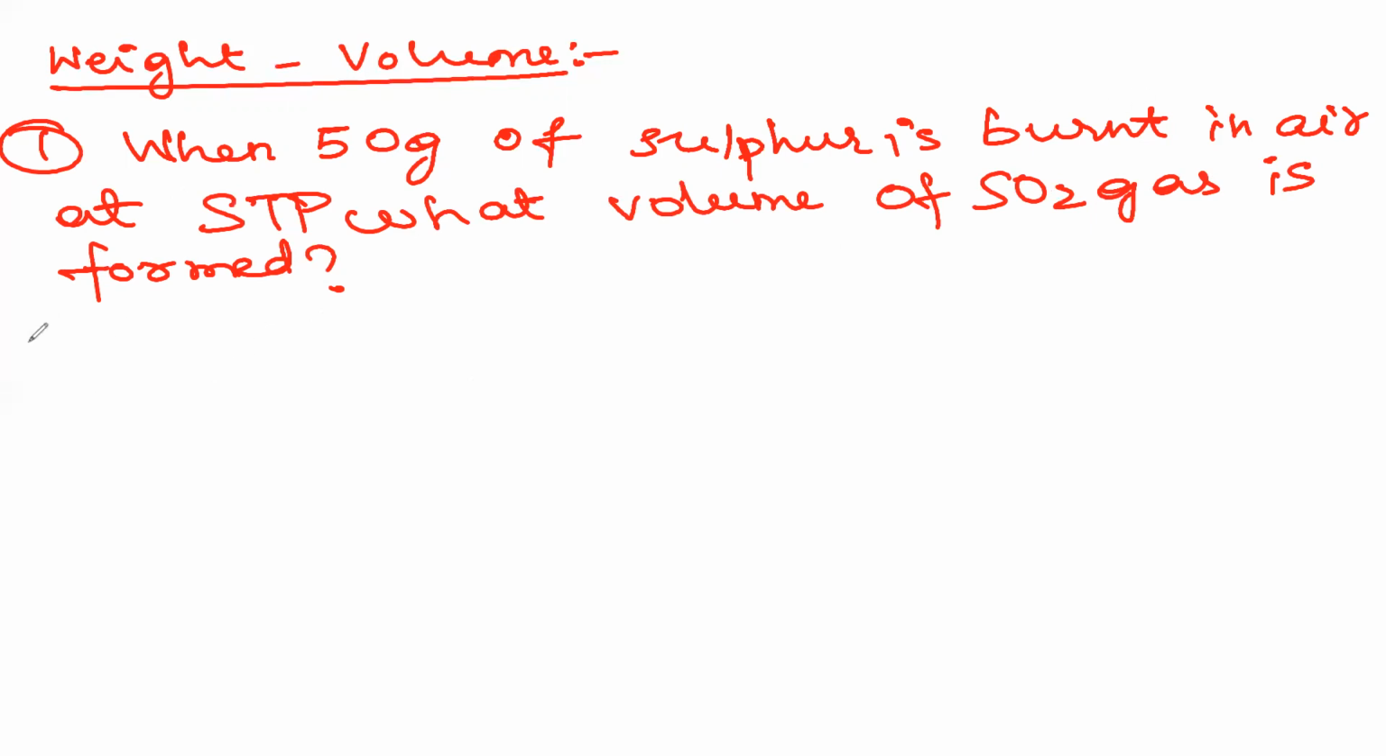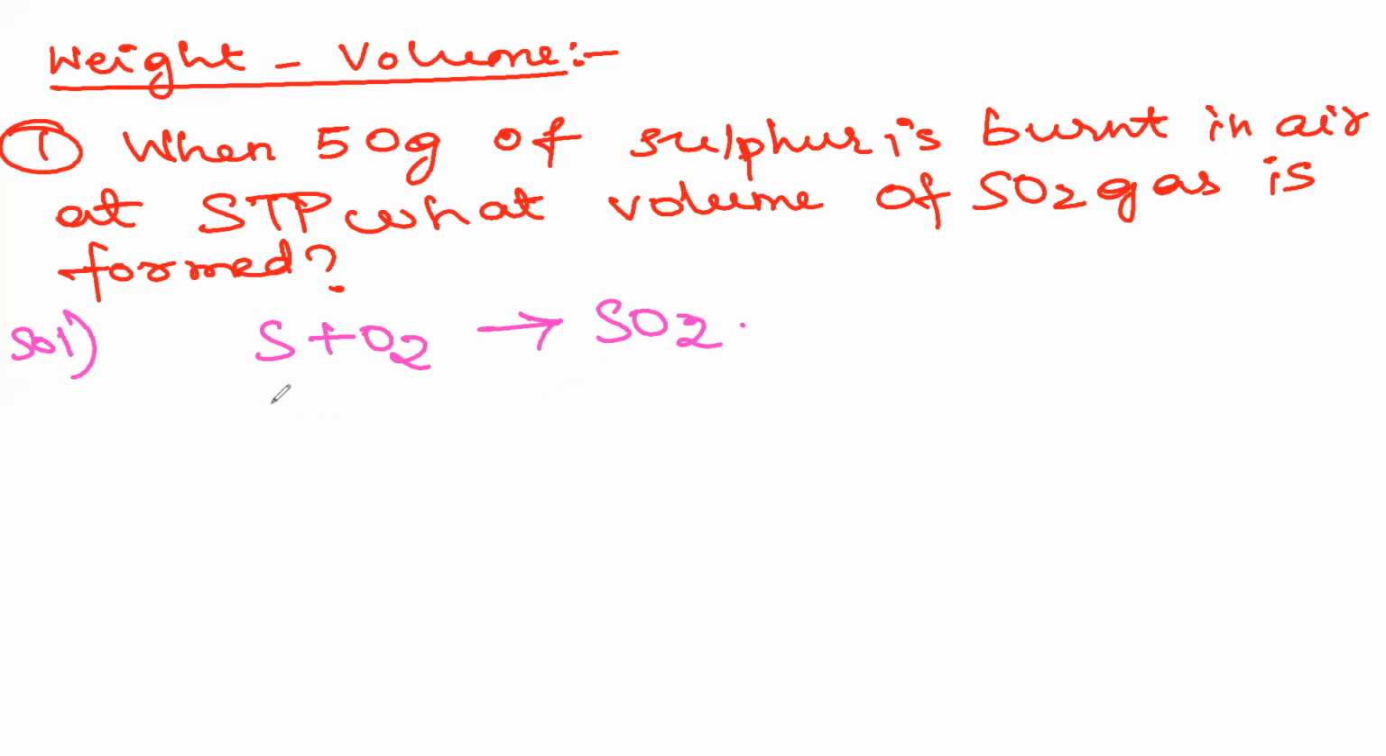So the solution for this is, first you have to write the balanced stoichiometric equation: S plus O2 gives SO2. In the previous questions we did weight of reactant, weight of product. But here the weight of the reactant is given, and we have to compare the volume of the product, using the mole concept. From this equation, 1 mole of sulfur on burning with 1 mole of oxygen gas forms 1 mole of sulfur dioxide gas. So already it is balanced.